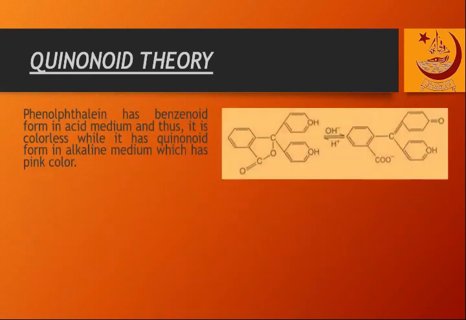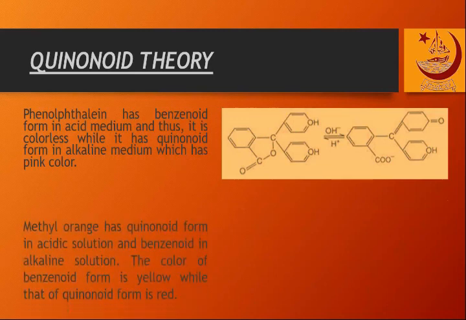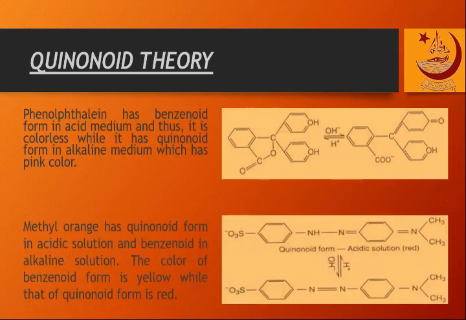Phenolphthalein has benzenoid form in acidic medium and thus it is colorless, while it has QUINONOID form in alkaline medium which has pink color. Methyl orange has QUINONOID form in acidic solution and benzenoid form in alkaline solution. The color of benzenoid form is yellow, while that of QUINONOID form is red.